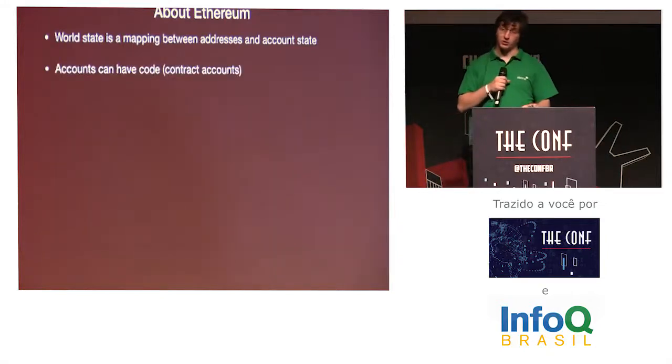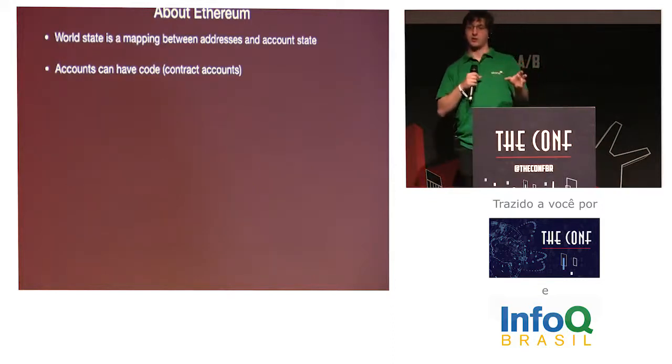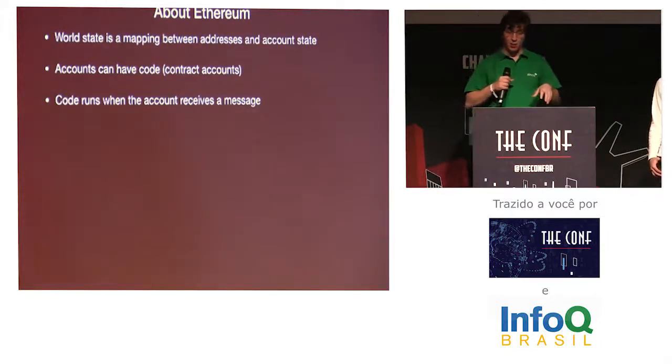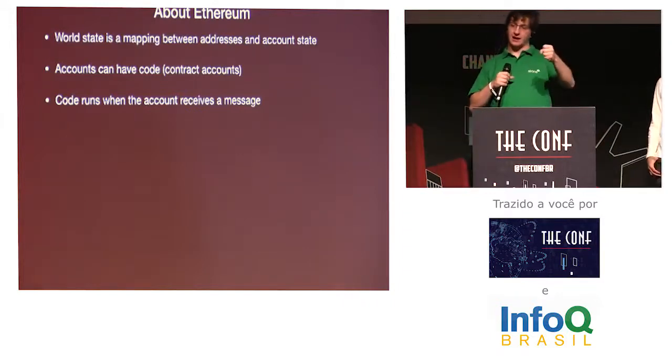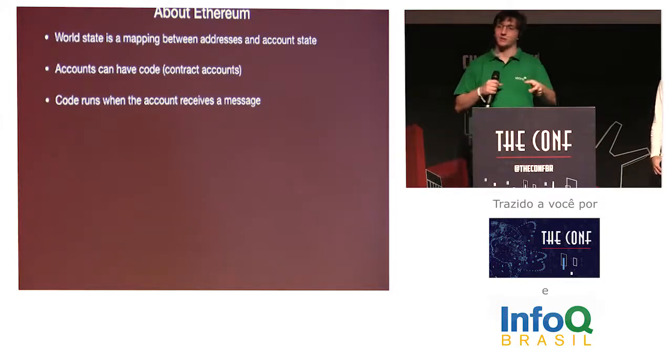Accounts can have code, and those are called contract accounts. That's why smart contracts are like a special account that can have some code. And that code is run when that account receives a message. So if you have a contract account and you send a message to that, then it's going to run some code that it has in there.